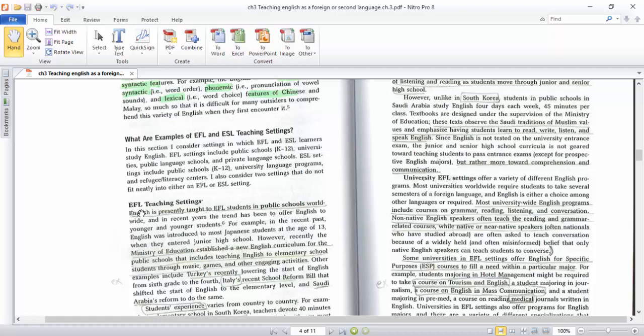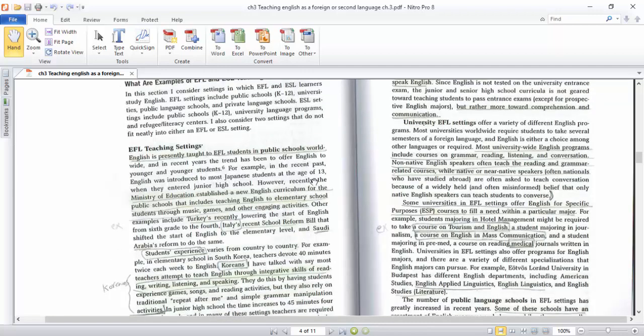Here we have EFL examples. Here are examples in EFL teaching settings. In what situations or teaching settings can we find EFL settings? We can find EFL settings for students in schools and in universities. In schools, for example, the Ministry of Education established a new English curriculum for the public schools that includes teaching English to elementary school students through music, games, and other engaging activities.